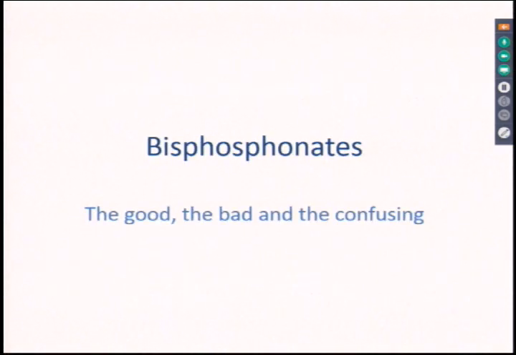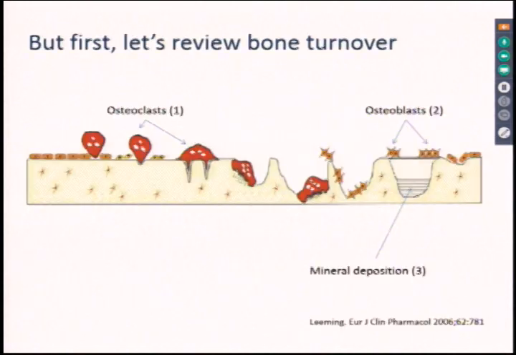So I'll start by talking about bisphosphonates, the good, the bad, and the confusing, and there's a lot of confusing. But first I would like to quickly review bone turnover. So this is basic bone biology. There's much more to bone biology than this, but this is the basic understanding that will help us place bisphosphonates into a framework. The two main cells that affect bone turnover are osteoclasts, which are the bone breakers, and osteoblasts, which are the bone builders. And those two cells talk to each other. So what happens on one side eventually happens on the other side. There's a crosstalk between osteoclasts and osteoblasts.